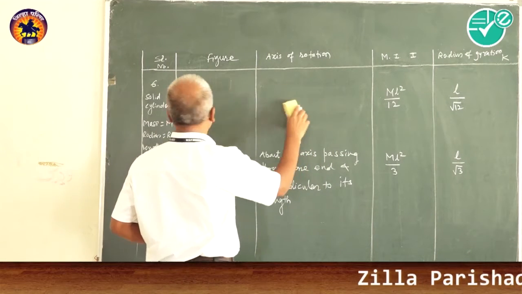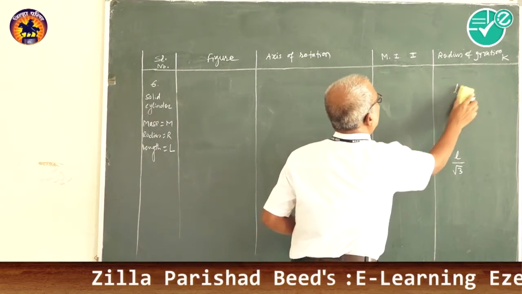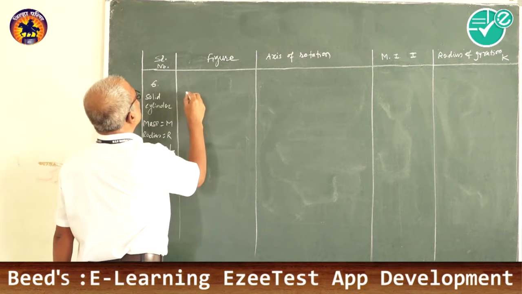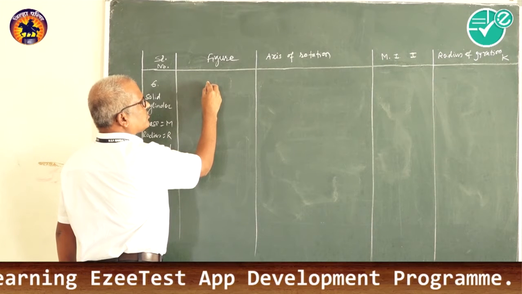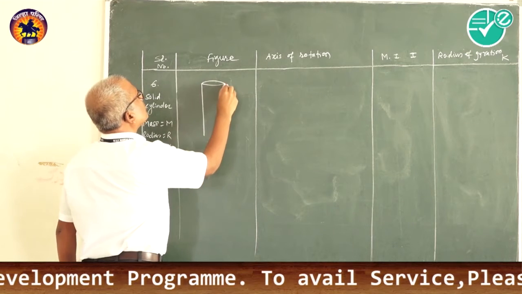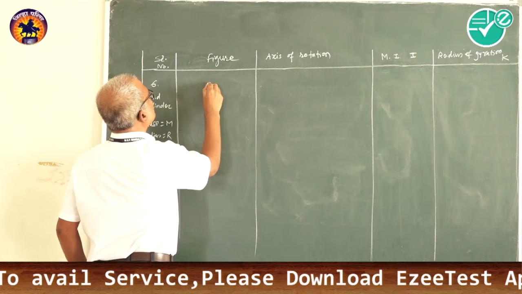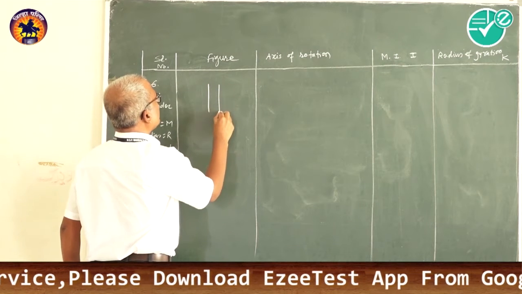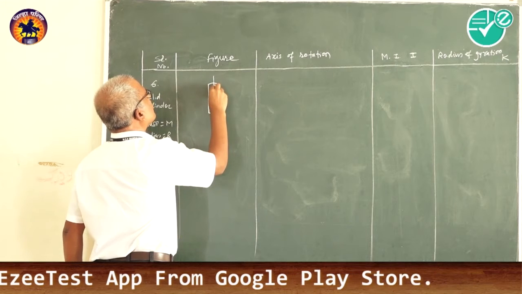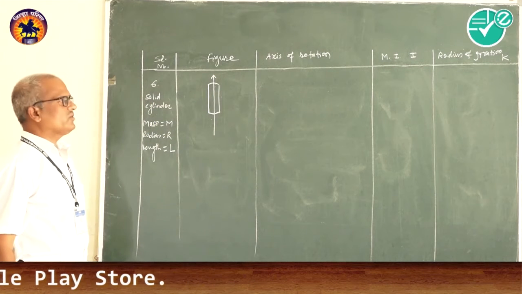Now the next case is consider solid cylinder. Now we have to consider the solid cylinder like this. I draw a small diagram. This is a solid cylinder.